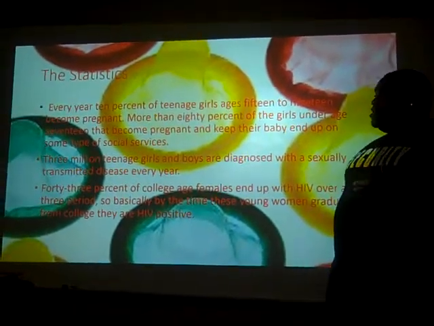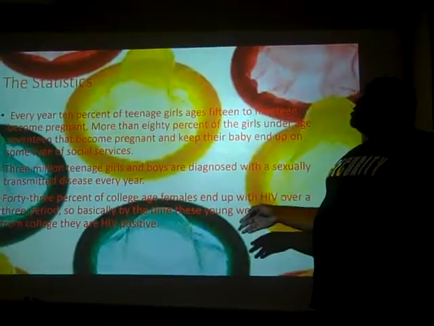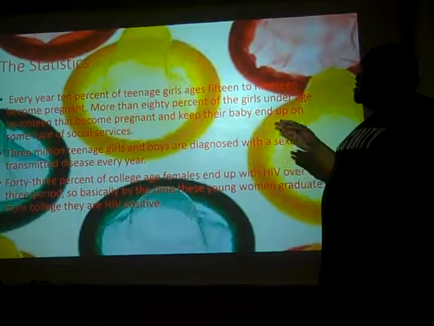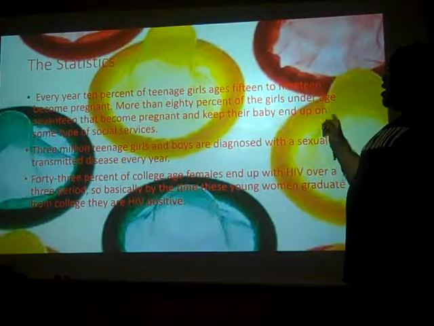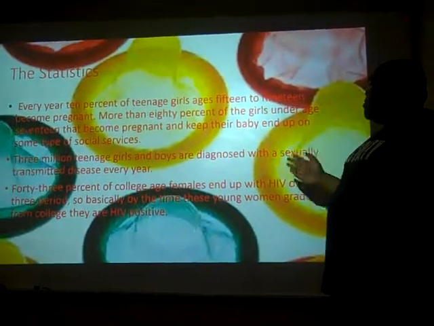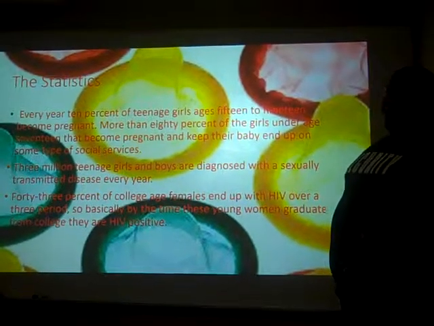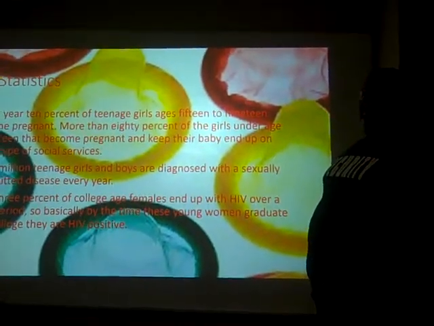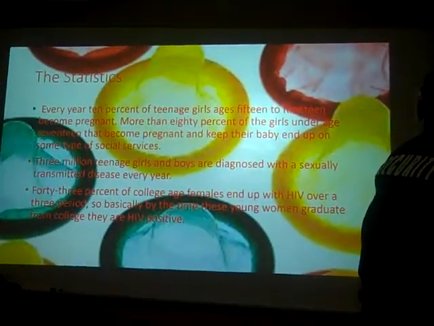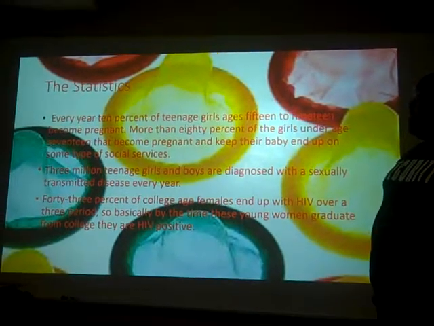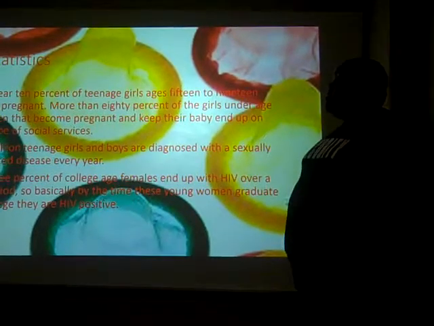And these are a few statistics about safe sex, or about the lack of safe sex. Every year, 10% of teenage girls ages 15 to 19 become pregnant. More than 80% of the girls under age 17 that become pregnant and keep their baby end up on some type of social services, which means that having a baby at a young age is never good. In some cases it can work out, but in most cases, 80% means 4 times out of 5, if you have a baby under the age of 17, you're going to have some type of welfare assistance or some kind of social service.